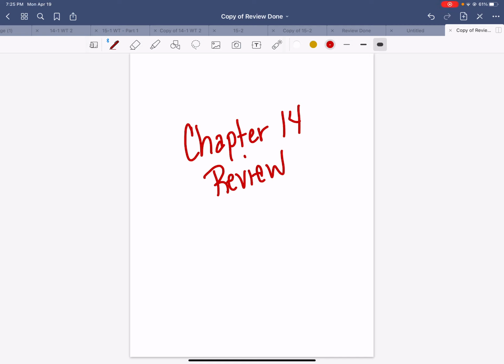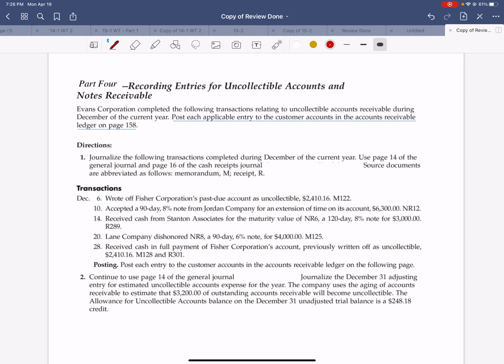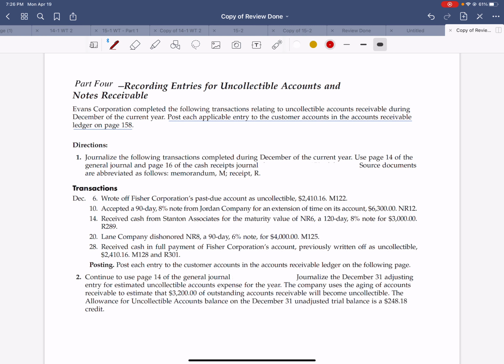Chapter 14 review. We're going to go through some problems that we did in Chapter 14 so you're ready for your test. Okay, so we're going to use this as our example.